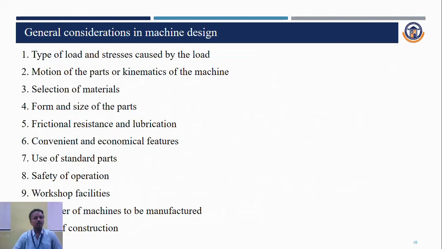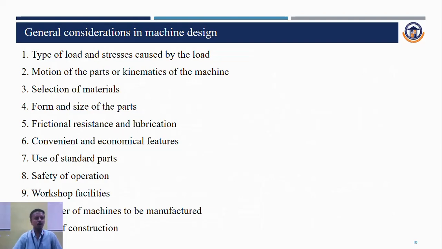Next, we move on to general considerations in machine design. Basically, we have to consider these things while designing the products or parts or components, whatever it is. First one will be type of load and stresses caused by the load. Second one will be motion of the parts or kinematics of the machine. Third one will be selection of materials.